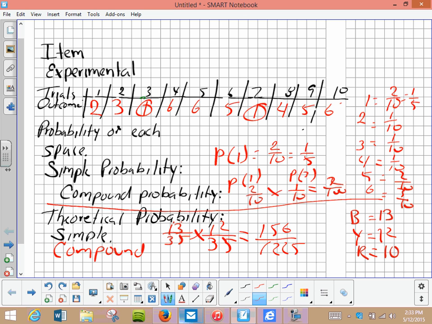Okay. So that's theoretical. Again, I want to emphasize that theoretical is based on what you have in the container, what you actually have. Experimental is based on your trials, on a set of data that they gave you. Simple, again, is only one action, one thing, one trial. And compound is multiple, like two or more.